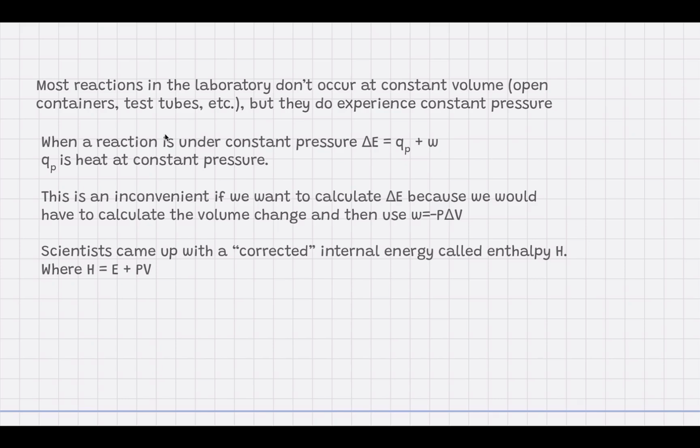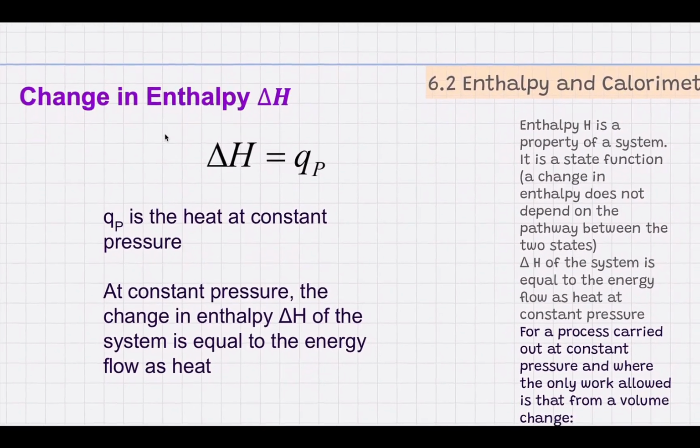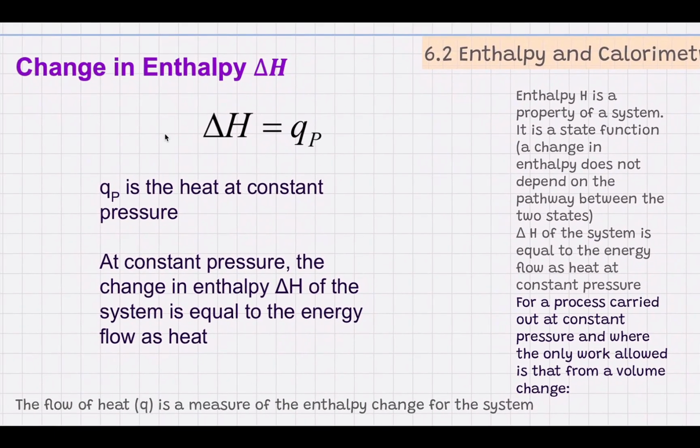So ultimately, we have something we call enthalpy, which is the letter H, and it's kind of a corrected way of calculating internal energy by using enthalpy at constant pressure. So basically, enthalpy change is equal to the heat at constant pressure. And remember, heat is just the amount of energy that is either absorbed or released.